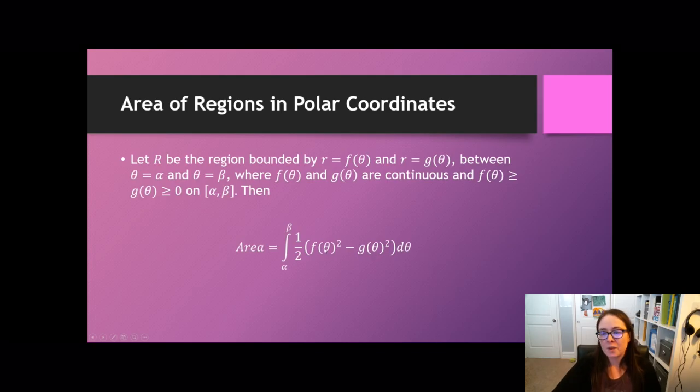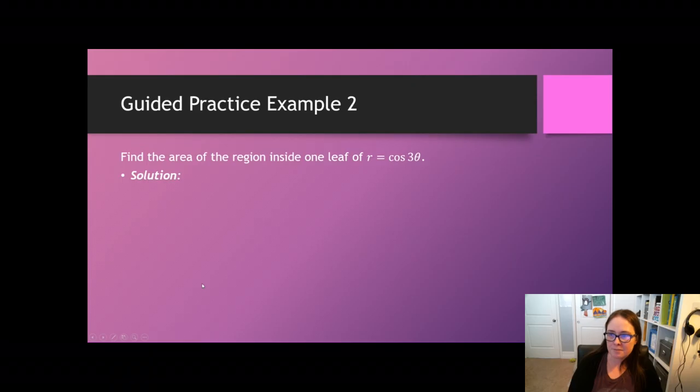Now, a lot of times we end up with just one function here because these polar curves tend to loop back on themselves. So you might just end up with one function, and rather than having the subtraction there, that's a more common example you'll see. So let's do an example with this.